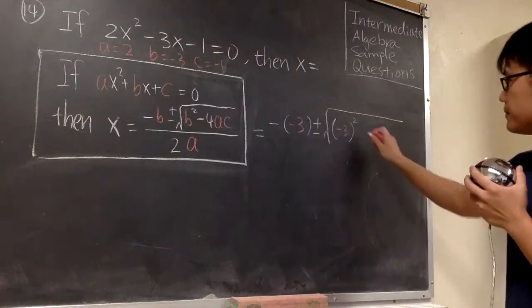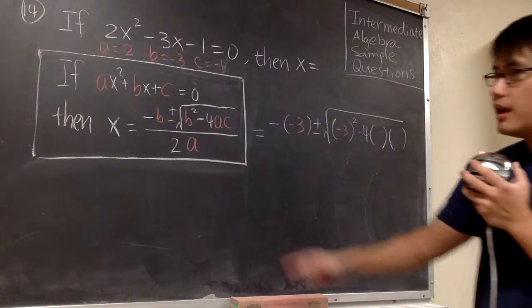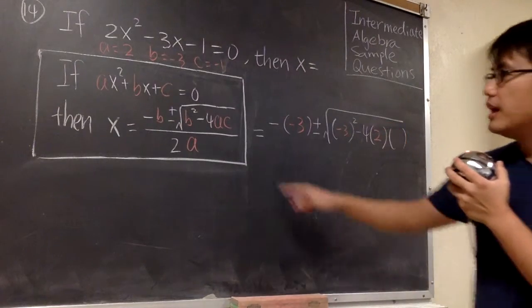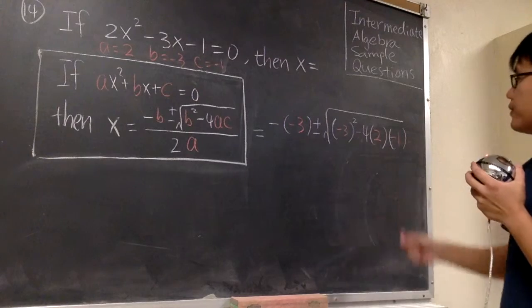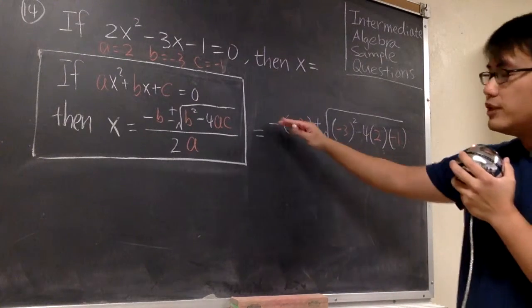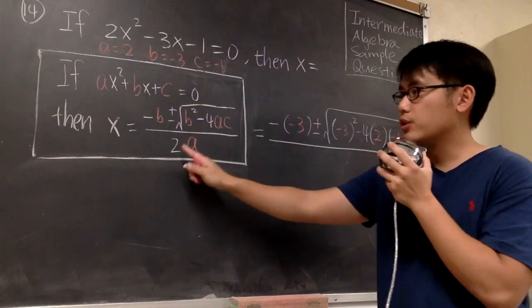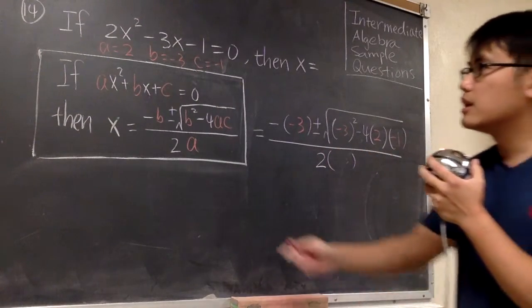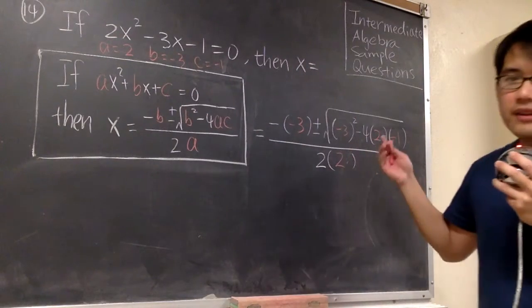and then we have the minus 4 times the a value and the c value. The a value is 2, so let me put in a 2 right here, and the c value is negative 1, so putting the negative 1 right here for this parentheses, and everything on the top all over the denominator is 2 times a. So let me put on a 2, and the open parentheses, the a value is 2 right here. And this is the setup.